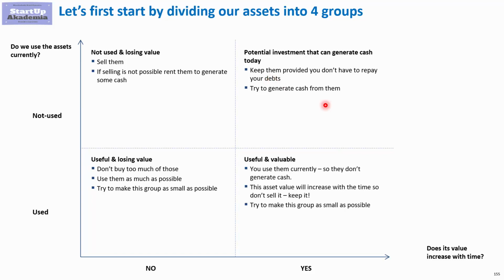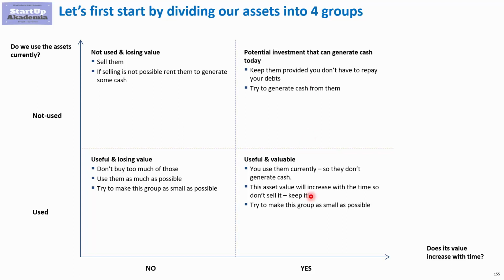And the last but not least is obviously useful and valuable. So in this group, we've got things we use currently. They don't generate cash, but obviously they're useful, and we keep them because their value will increase in time. So in a sense, it is an investment. However, you should try to make this group as small as possible. So rather move some of the assets out of this group so you can generate additional cash.